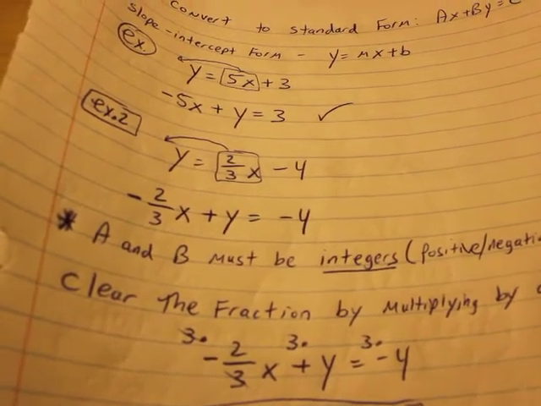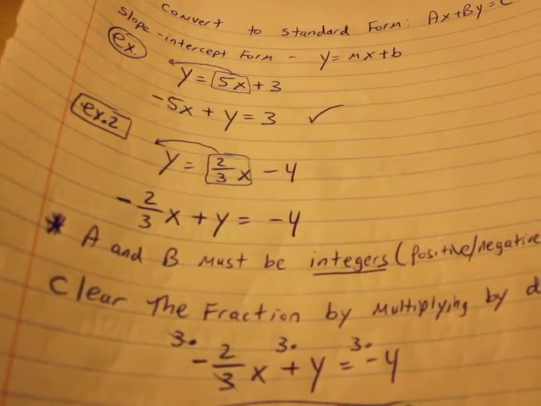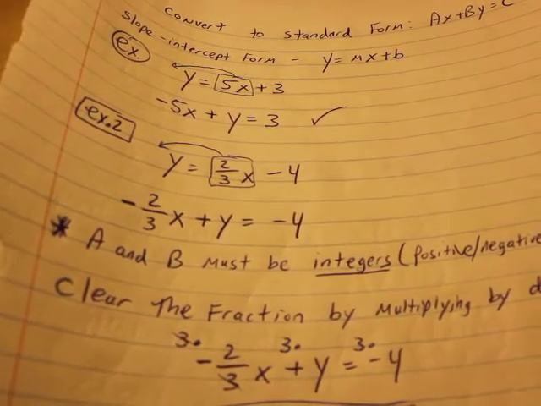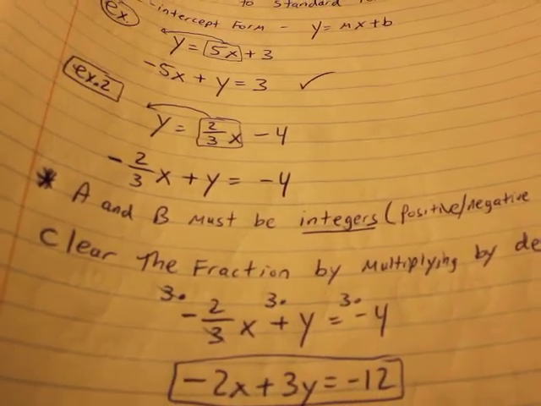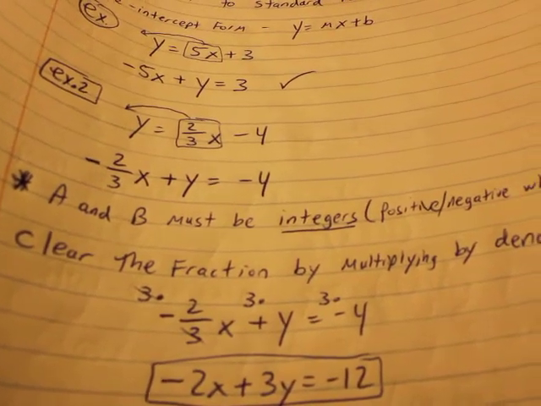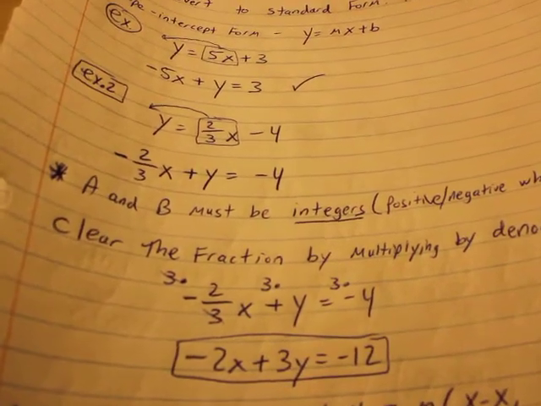So if I multiply by 3, that gets rid of the denominator. So minus 2/3 times 3 is actually minus 6/3, which is negative 2x. And then I have 3 times y, which is 3y, and 3 times negative 4. So that's easy also. Okay?